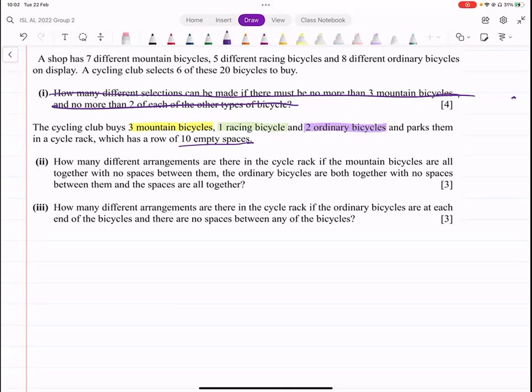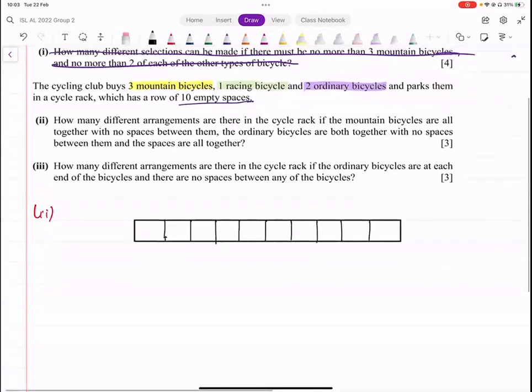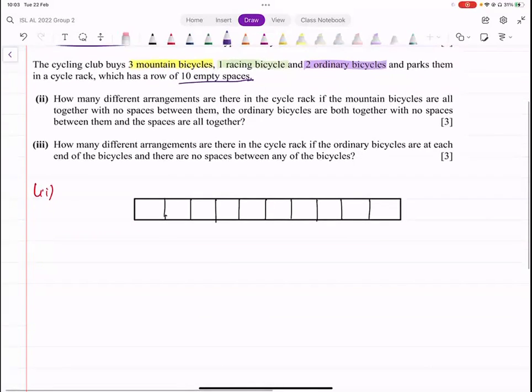So we've got 10 spaces, right? We can think of them as boxes. Let's go. So we're doing the second part. We can say we've got 10 boxes. Okay, we've got 10 boxes. ठीक है? उसमें हमें क्या करना है? इन 6 bicycles को park करना है. All the mountain bicycles have to be together.